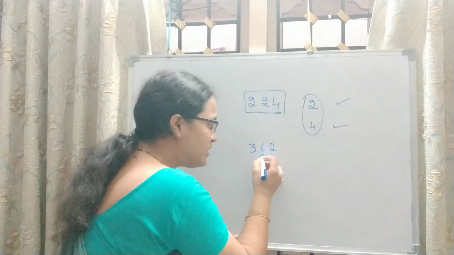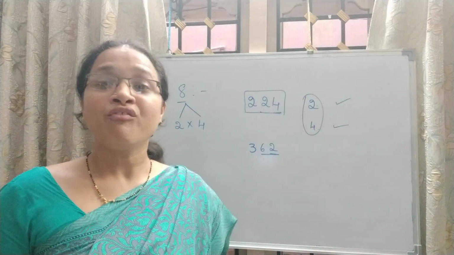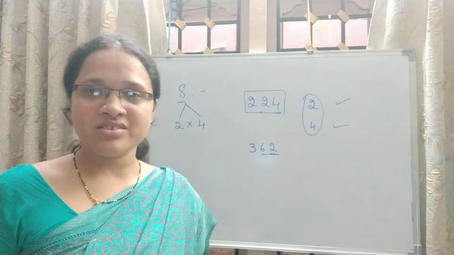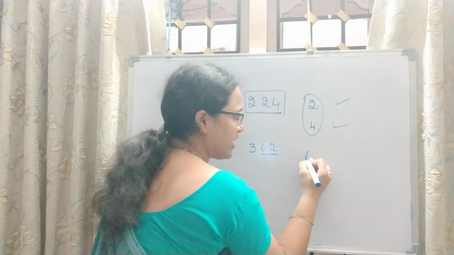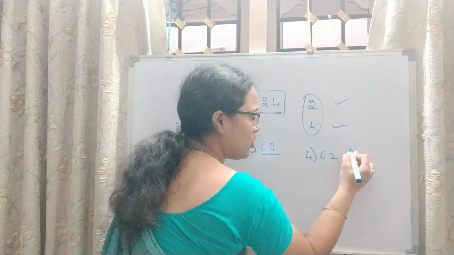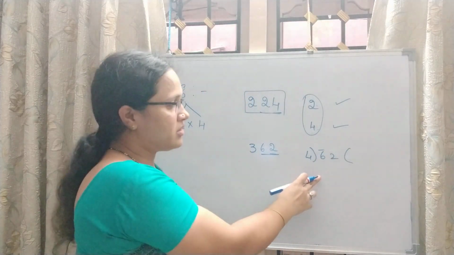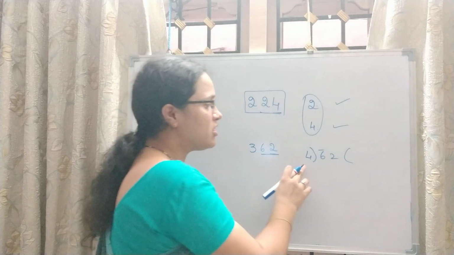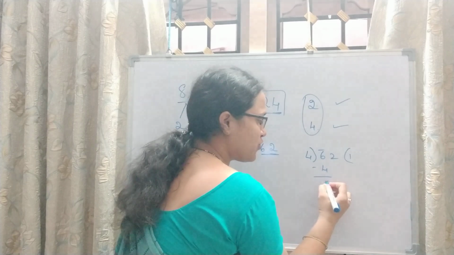But if you take this 62, it is not exactly divisible by 4. Did you understand? It is not exactly divisible by 4. You can divide and see it. Let us check it here. 4 into 62. How many times will it go, children? As the first digit of the dividend is greater than the divisor, you can go with the 4 table. 4 ones are 4. And 6 minus 4 is 2.